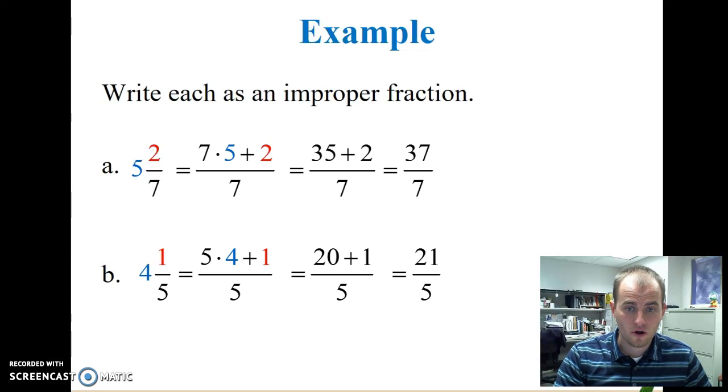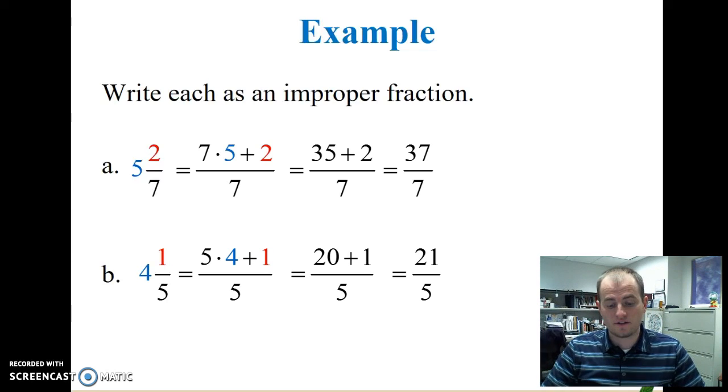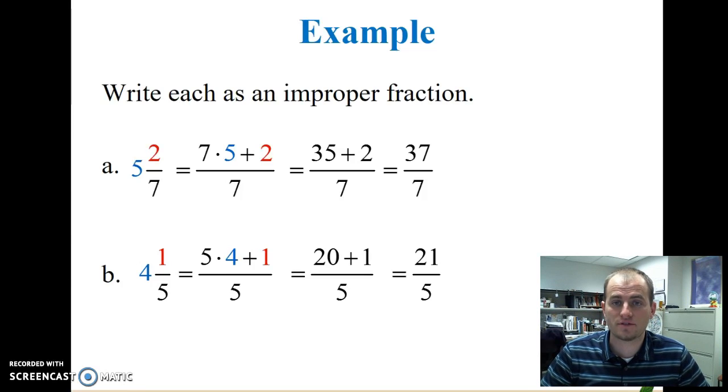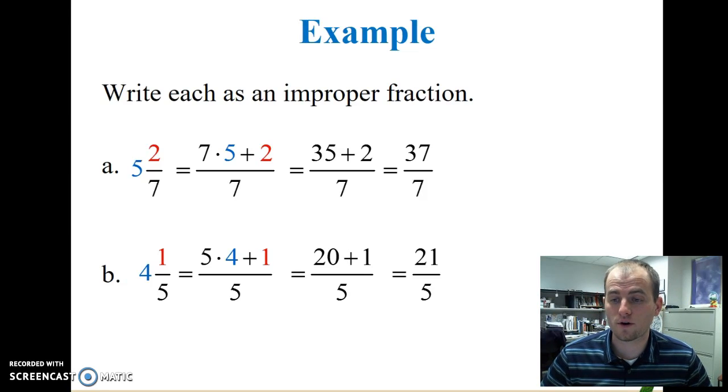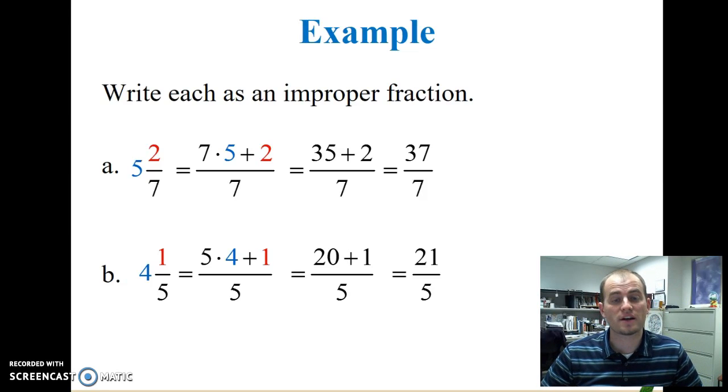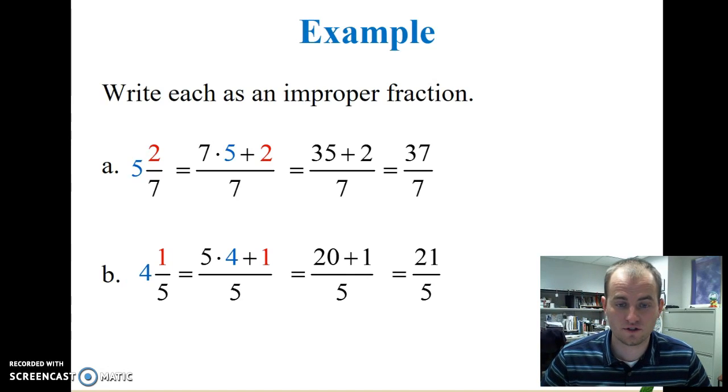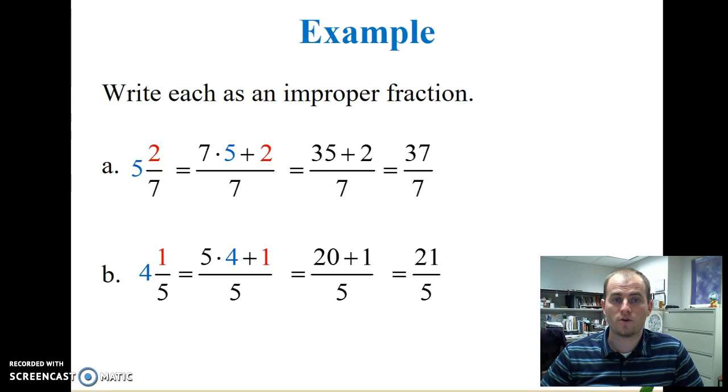Okay, so why don't you go ahead and try letter C, 3 5/6, write that as an improper fraction, and letter D, -2 6/7. Now that one's a little bit tricky because it's negative. What you do is ignore the negative and just write negative in your answer. So do 7 times 2 plus 6 and write it over your original denominator of 7, and then don't forget the answer is negative.